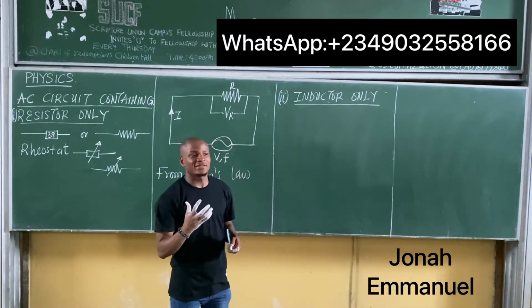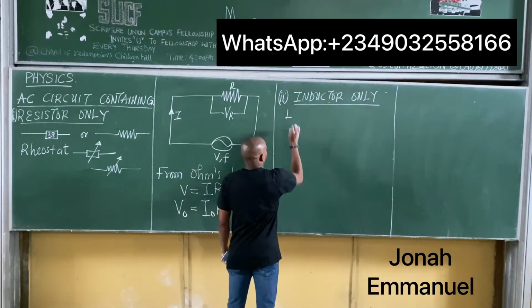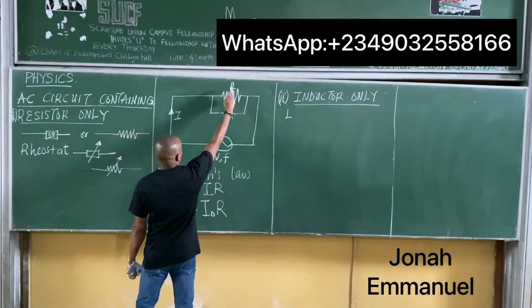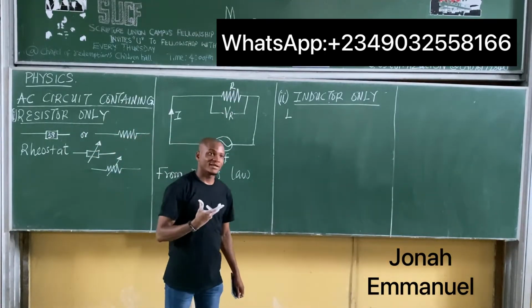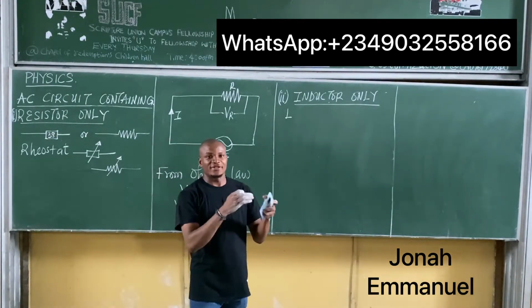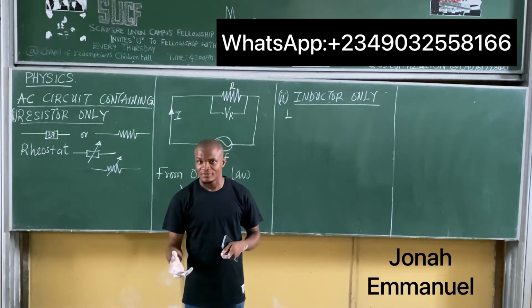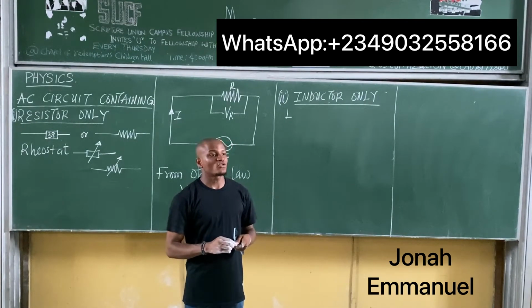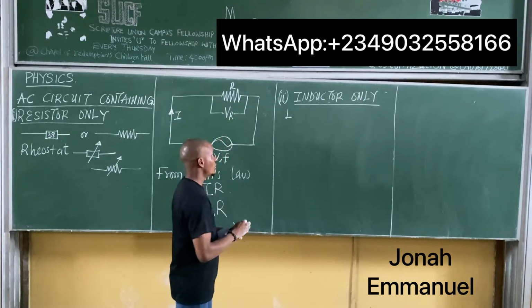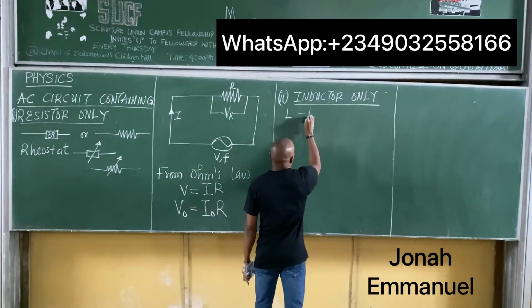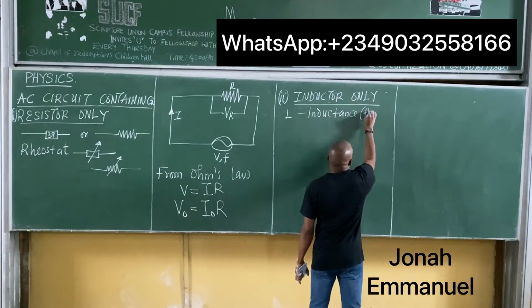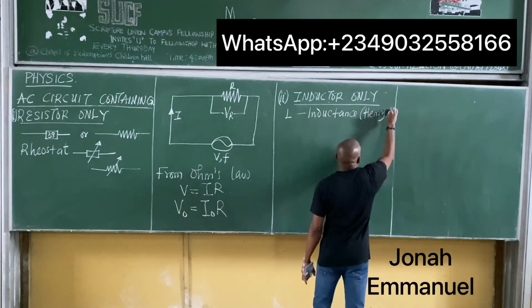Inductor is represented by L. Please, resistor is R, as you can see here, measured in ohms. Resistor is used to measure resistance in ohms. Inductor is used to measure inductance in Henry. Please, inductor is used to measure inductance, and the unit is Henry. You know what is Henry, I mean?